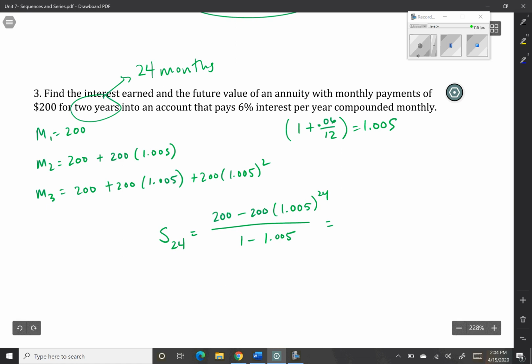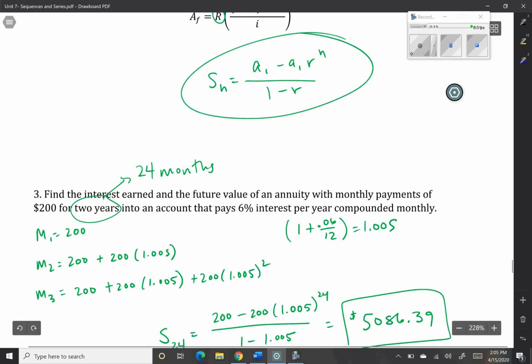Well, if I do that, I then can type it in the calculator and see what you get. So go ahead, do it along with me. Make sure that you're getting the same value. All right, so if you did it right, you got $5,086.39.